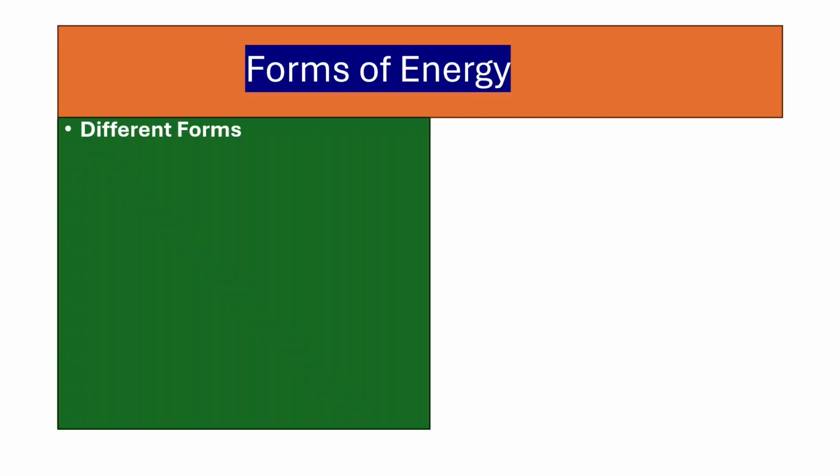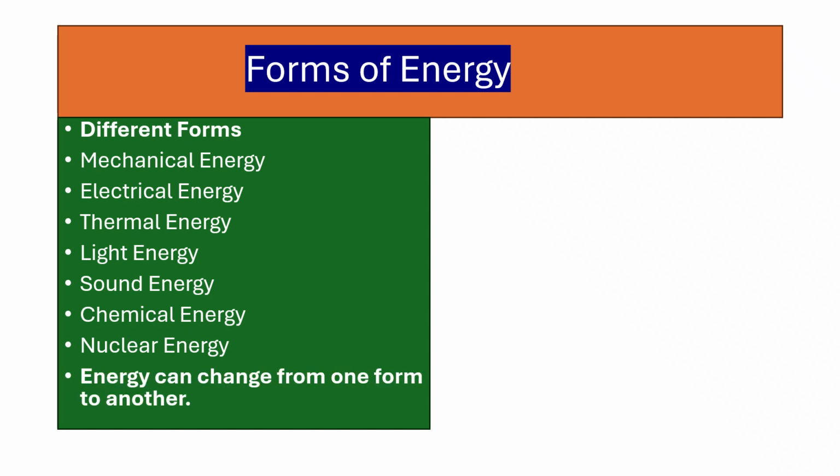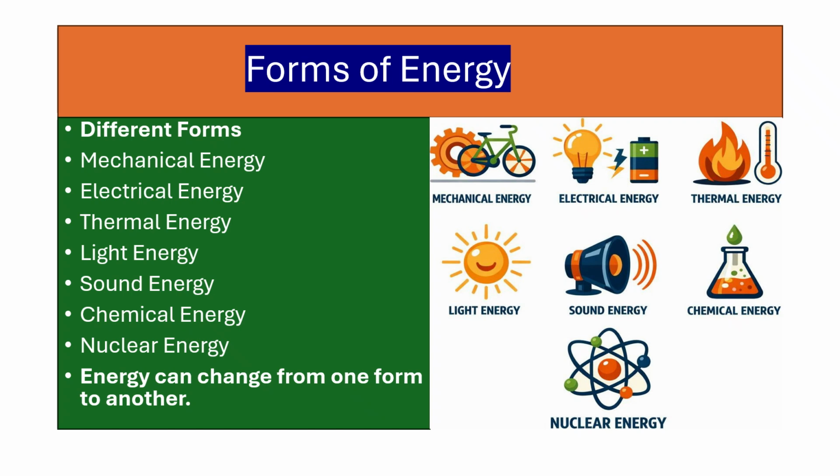There are different forms of energy: mechanical energy, electrical energy, thermal energy, light energy, sound energy, chemical energy, nuclear energy. Energy, please remember, can change from one form to another. There are certain pictures on the screen that will help you understand how energy can be changed from one form to another.